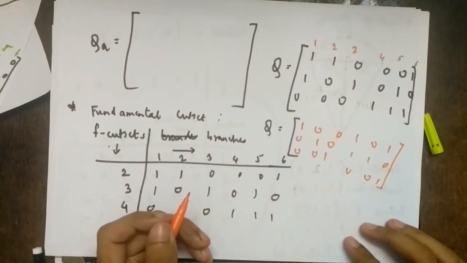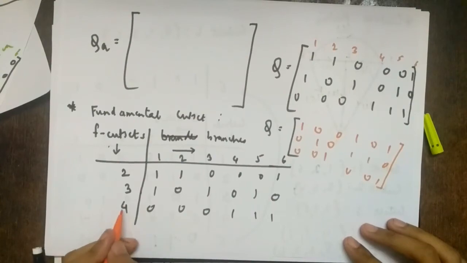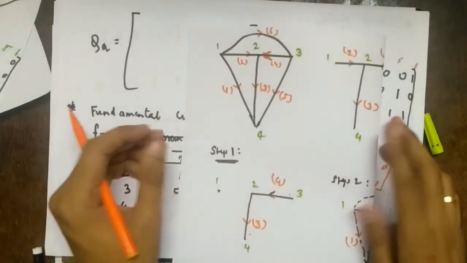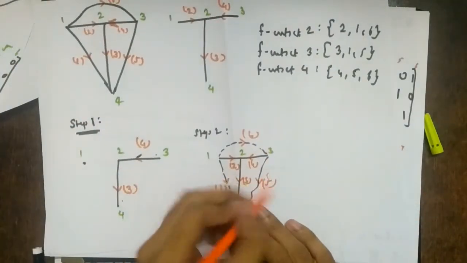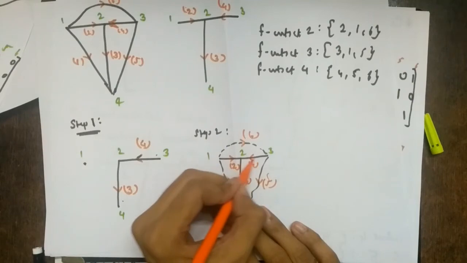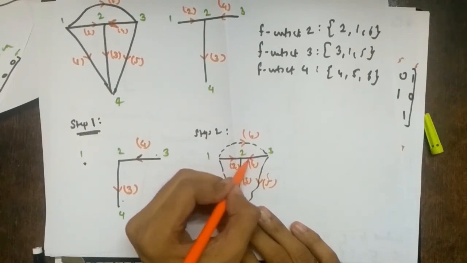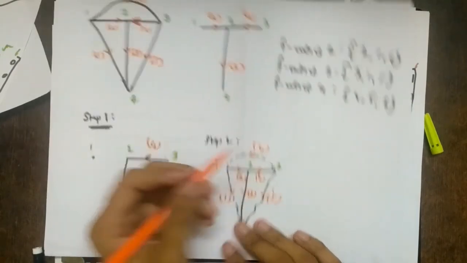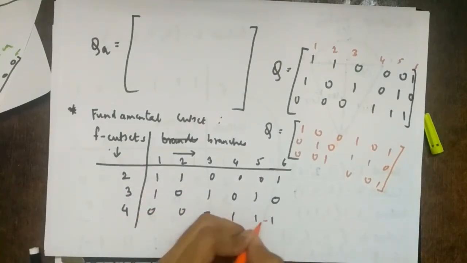All are ones. There seems to be some mistake. Look at F cut set 4. What is happening in F cut set 4? 4 is going away, 5 is going away, so the direction of 4 gives the value of 1 or minus 1. 4 and 5 will have 1. 6 is coming opposite, so 6 will be minus 1.